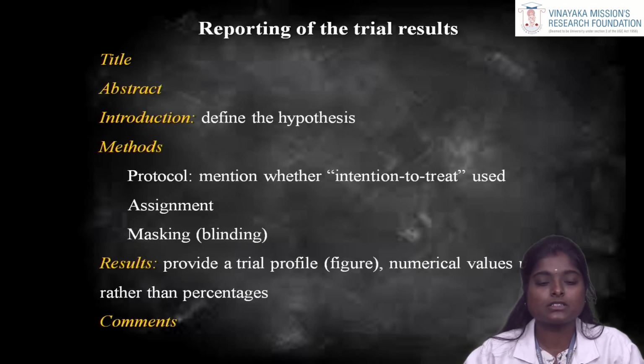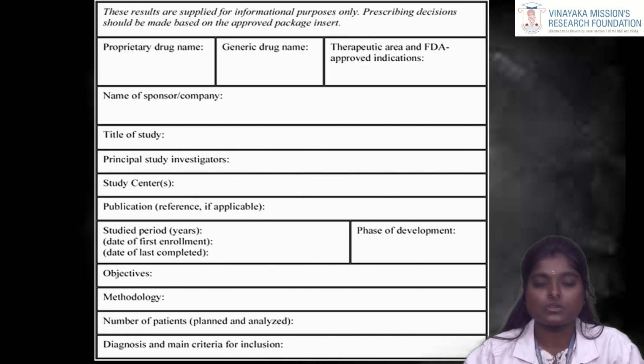So after completion of this assessment, we have to report the clinical trial. So reporting will include your title, abstract and the same IMRD format, which is introduction, method, result and discussion. Introduction will define your hypothesis, method, protocol, mention whether intention to treat is there, and assessment and blinding is given, and result provides a trial profile, numerical values rather than percentages. So this will be your format for reporting your clinical trial.